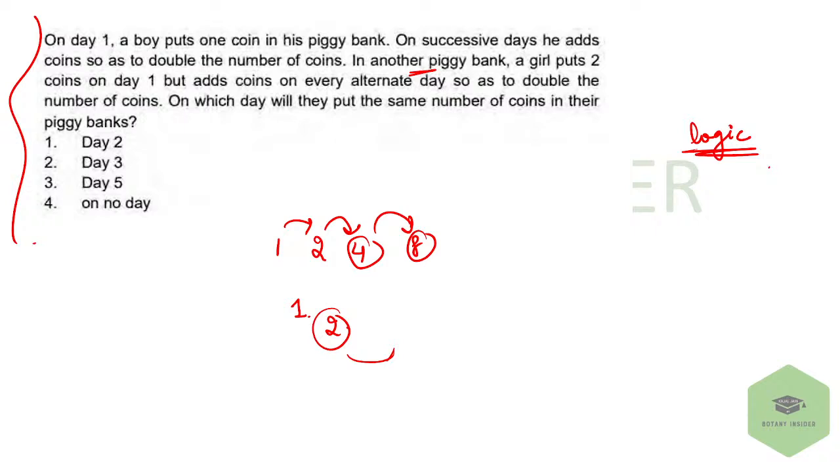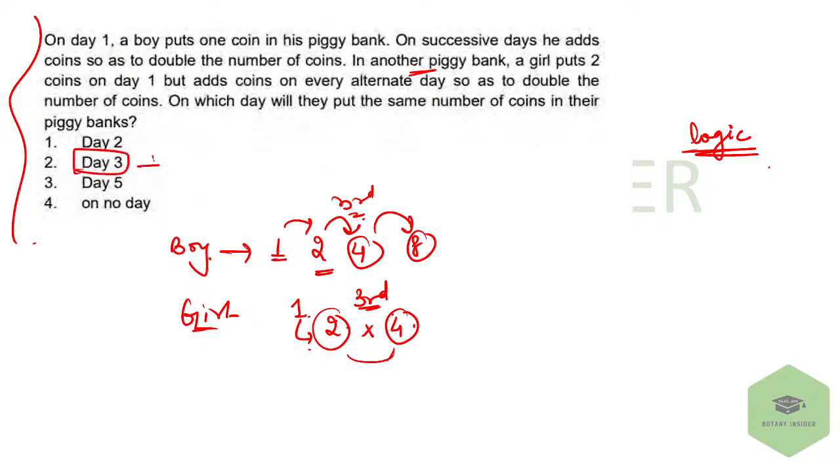First, you have the boy. So the boy adds one coin on the first day, on the second day, two coins, on the third day, four coins, and so on and so forth. The girl, on the very first day, added two coins. On the third day, because she adds coins on alternate days, she'll be adding two coins again. So total four will be there. So on which particular day are they going to add the same number of coins? It is day three, right?